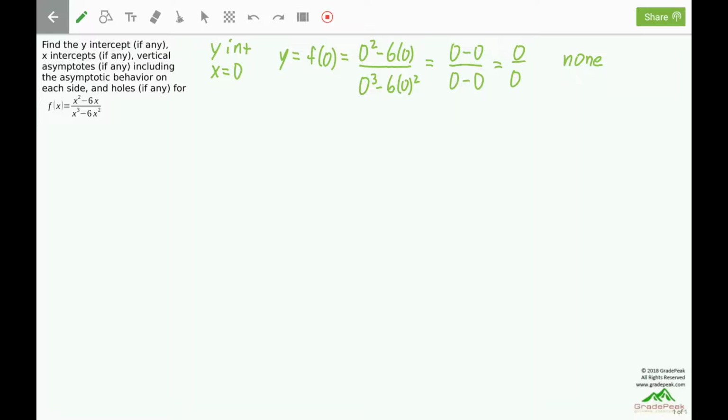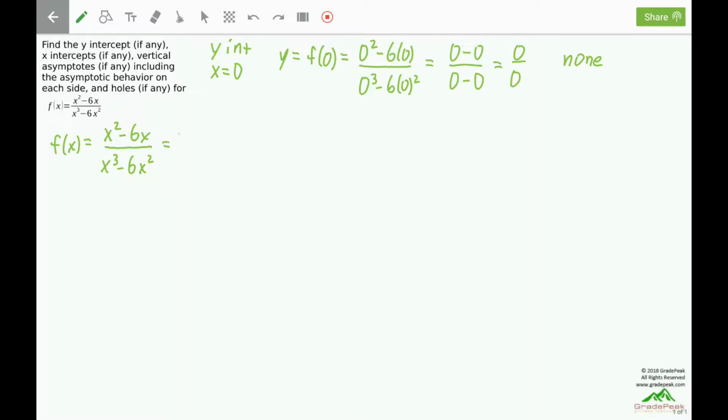The remaining parts are found by taking the function f of x, which is x squared minus 6x divided by x cubed minus 6x squared, and fully factoring the numerator and denominator.